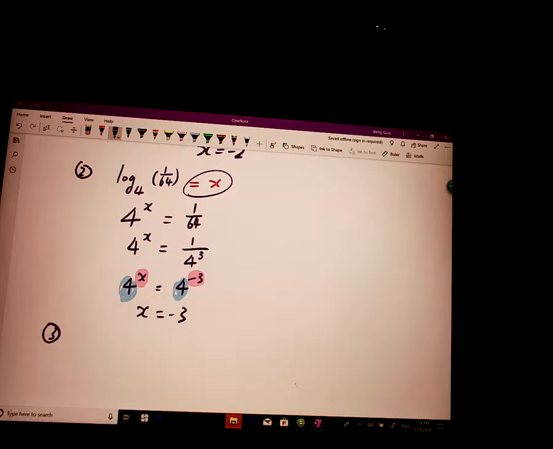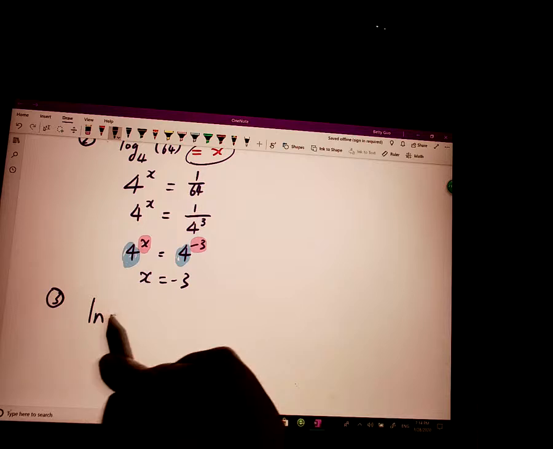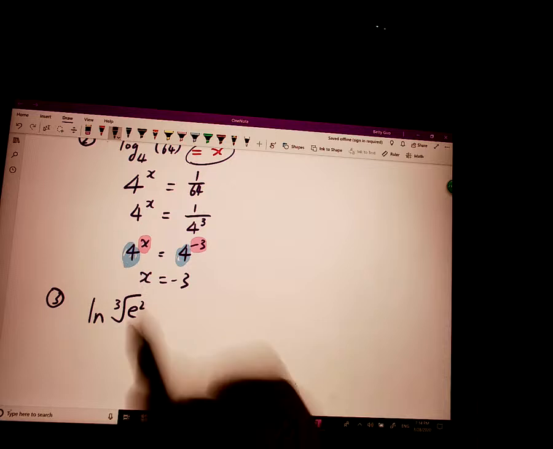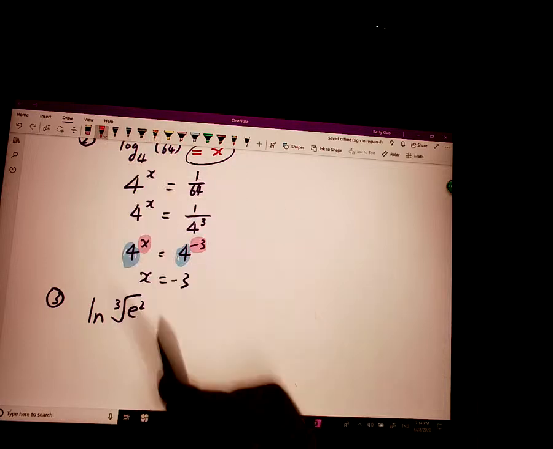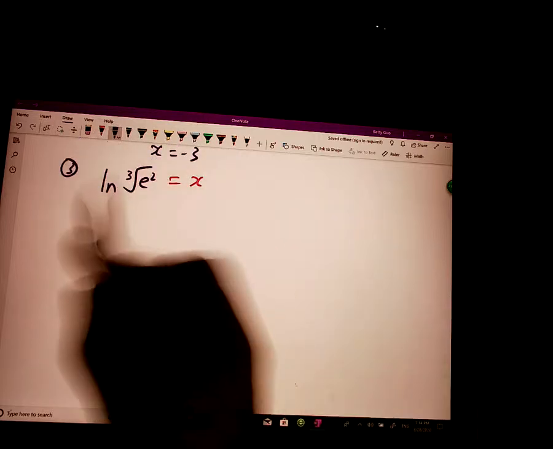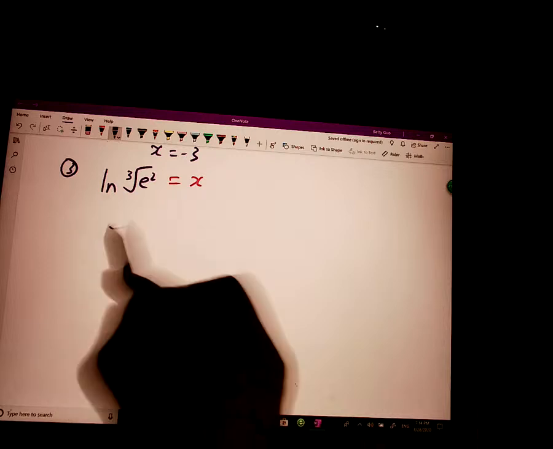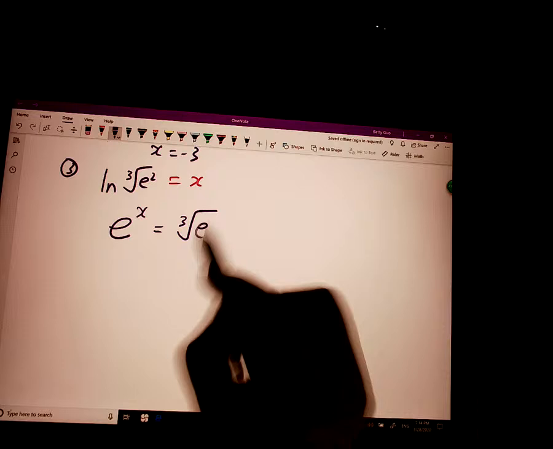Number 3, we're going to evaluate ln of the cube root of e to the power of 2. Yeah, we can do the same thing, same technique. We let that expression be x and we convert. Knowing that the base is e, e to the power of x equals the cube root of e to the power of 2.